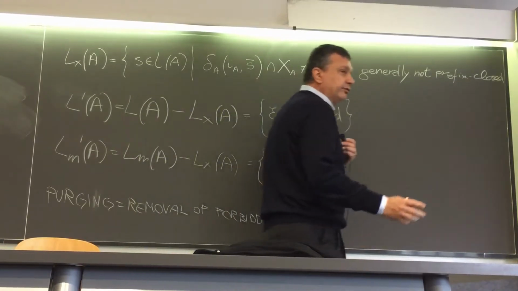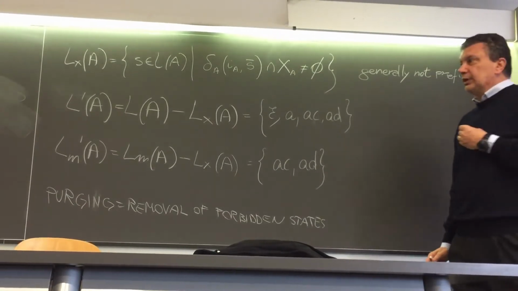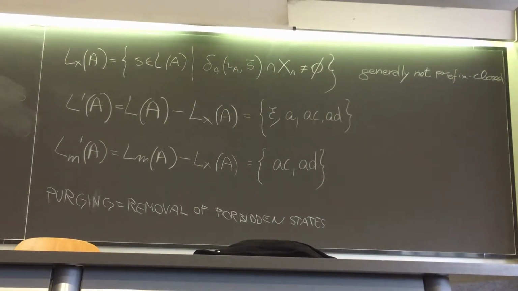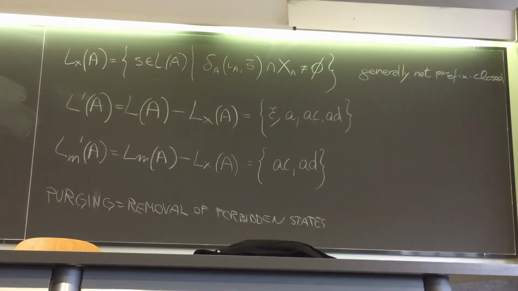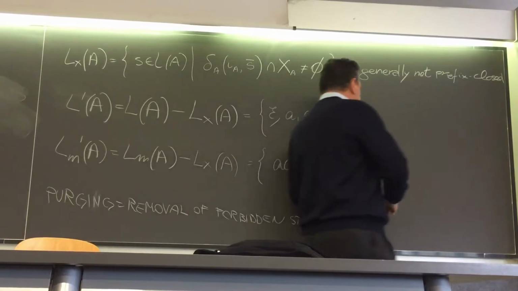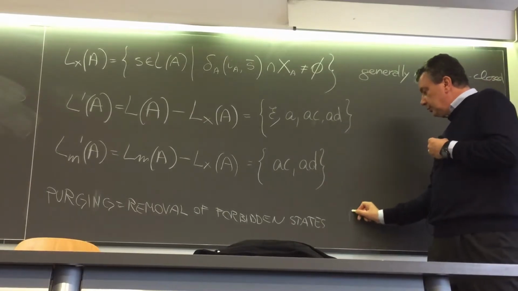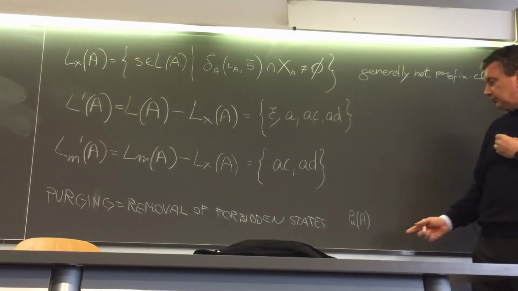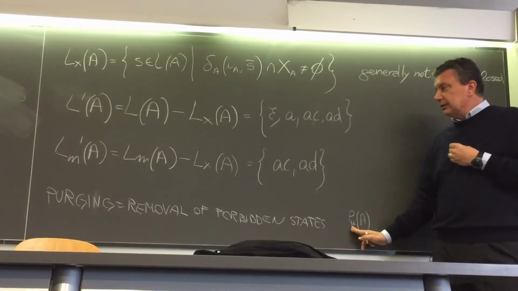Okay, so if I remove forbidden states, I obtain a subautomaton by definition, which is a purged automaton with respect to the original automaton. So basically, we use usual notation. We take the first letter of this term to define the operation. So PU of A is the function that gives us back an automaton, which is the purged automaton, so the automaton A after the removal of the forbidden states.